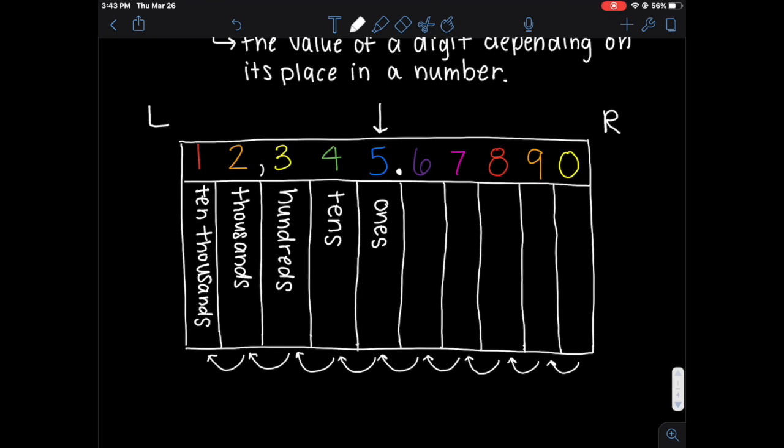Now let's go to the right of the decimal. So the 6, which is the first number to the right of the decimal, is tenths. Real big emphasis on that THS sound at the end. The 7 is in hundredths. Again, emphasis on the THS. The 8 is thousandths.